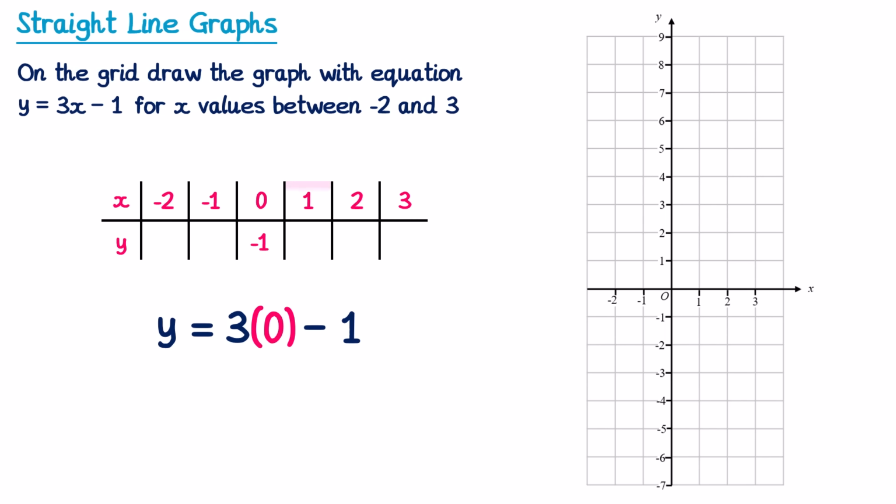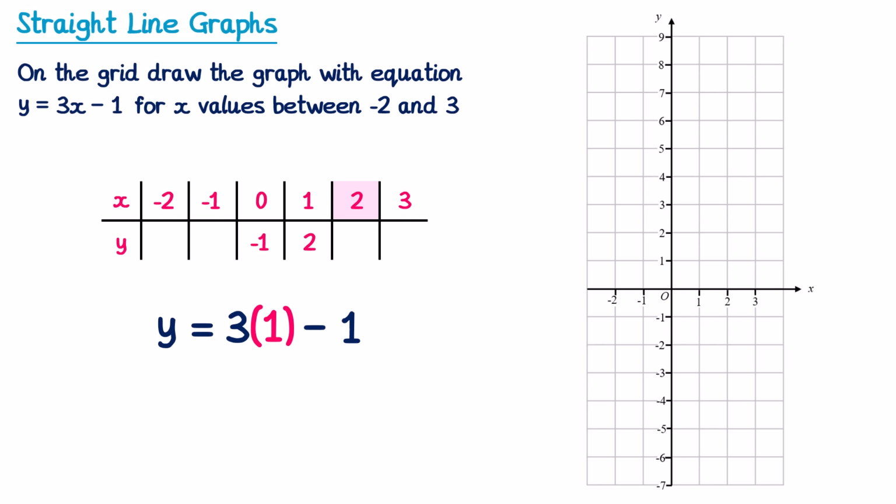Now let's try when x is equal to 1. So this time it will be y equals 3 lots of 1 take away 1. 3 lots of 1 is just 3, so it's 3 take away 1, which is 2. So if x is equal to 1, y is equal to 2. We then just continue this process for all of the x values.